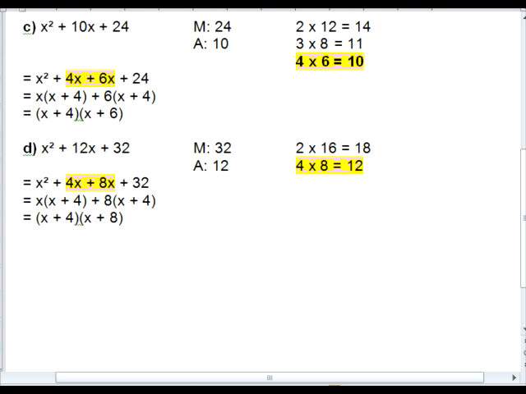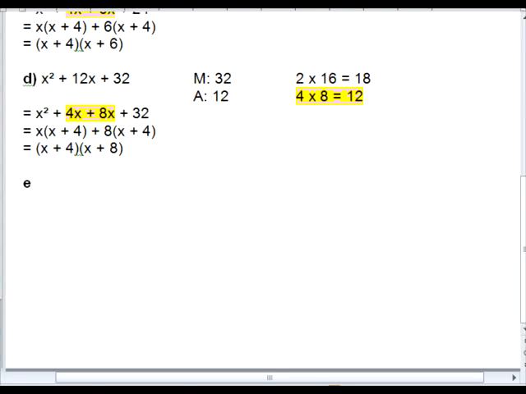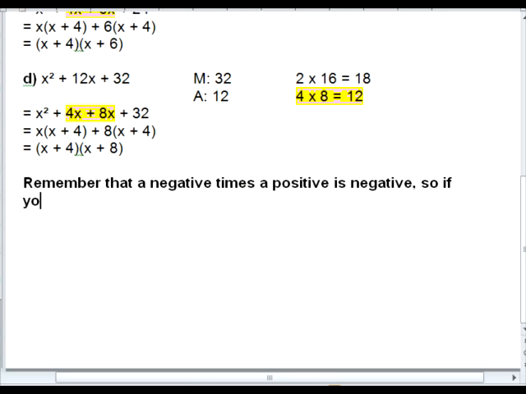Alright, I'm going to throw one last curveball on here before we end the day. This is still M&A factoring, but I'm going to put some negatives in here finally. Now negatives, do not be frightened of. You guys can do this. You guys are great factors so far. The only thing you have to remember, and I should write this before I do E: remember that a negative times a positive is negative. So if your M is negative, one answer must be plus and one must be negative.